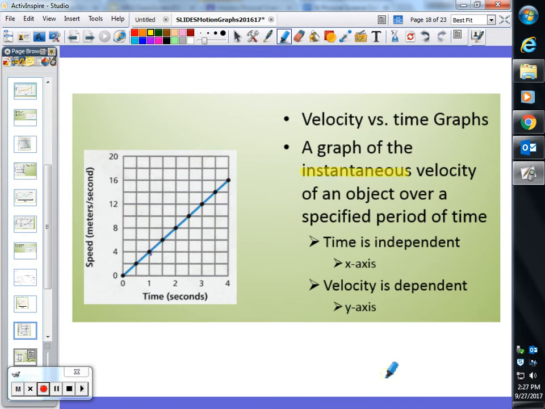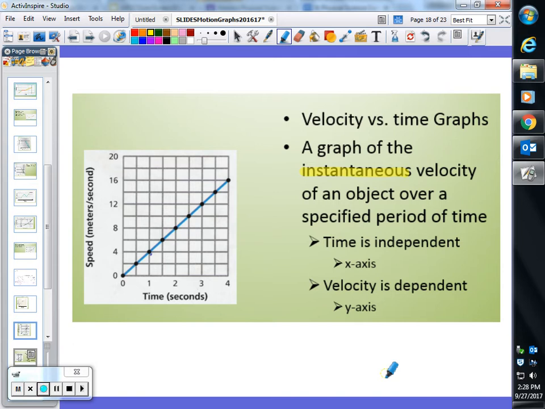Are we familiar with that word instantaneous? Okay. Instantaneous, like it's kind of built into the word. Instantaneous means at this particular moment in time. So at a particular spot in time. So right now, or now, or now, right? Or now. Or now.